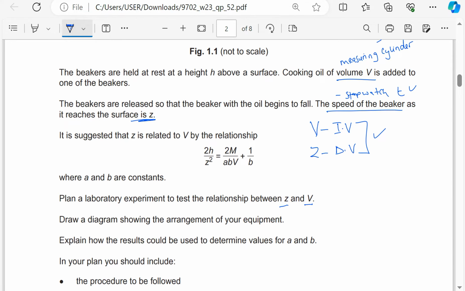Then which quantities in the experiment, if not kept constant, will affect the results? Number 1, I must make sure h does not change.